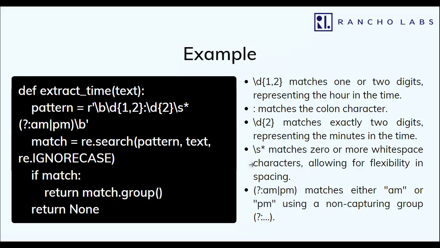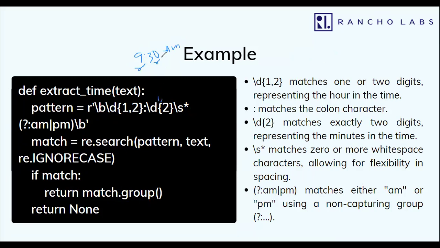Guys, any doubt? Can you please explain the pattern again? Okay, pattern. So if the user gives 9:30 and AM in this way, the first one will be 1 or 2 digits. The second one will be 1 or 2 digits. You can give here 1 comma 2, not an issue.